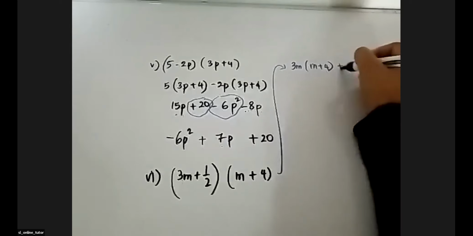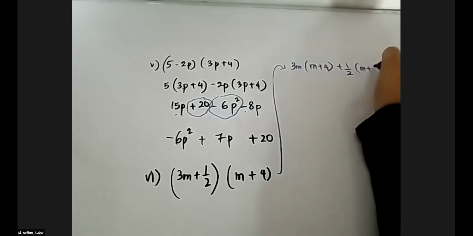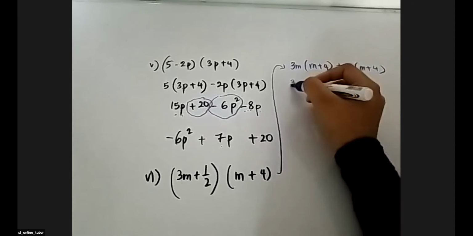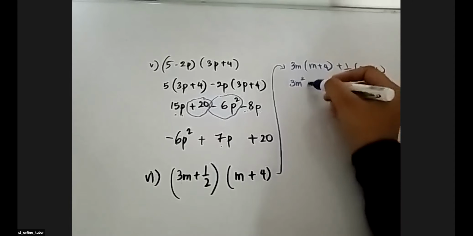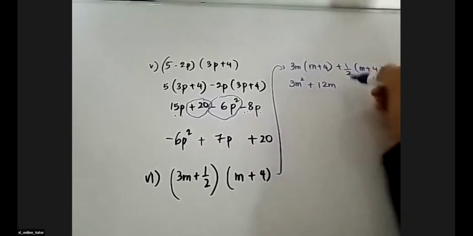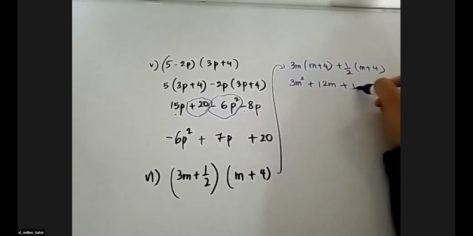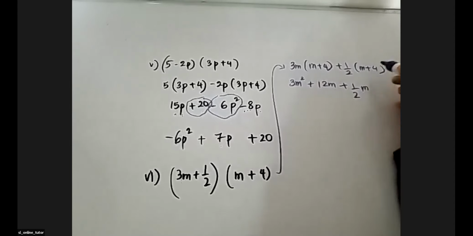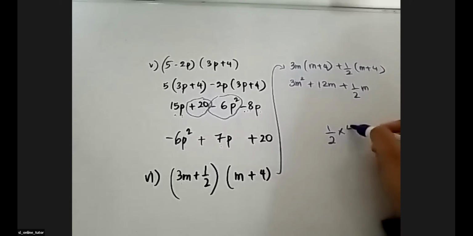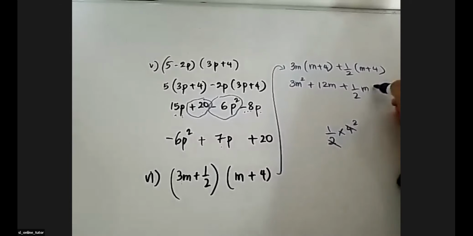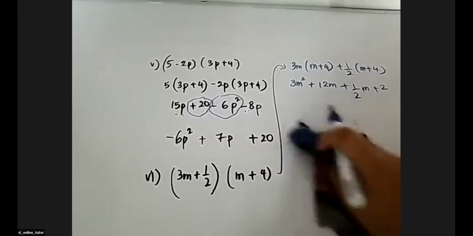Is it clear, teacher? Okay, right. Now let's go to the next one. Look at the board. I'm going to multiply. 3m into m is 3m squared. 3m into 4 is plus 12m, plus half into m is half m. Half into 4, look at the board, half into 4 means you can take it as 2.